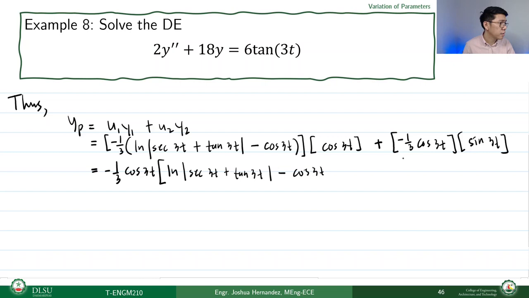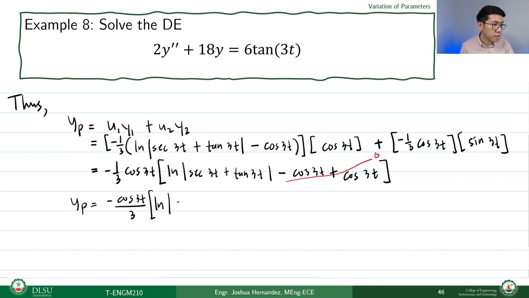and then this will become plus cosine 3t. Yeah, that's why this one cancels out, no? Negative plus positive cosine 3t. And so we're left with yp to be negative 1 third or negative cosine 3t all over 3 multiplied by ln secant 3t plus tangent 3t. Minus, or nothing else pala, because it's okay already. Yeah, this is our yp.